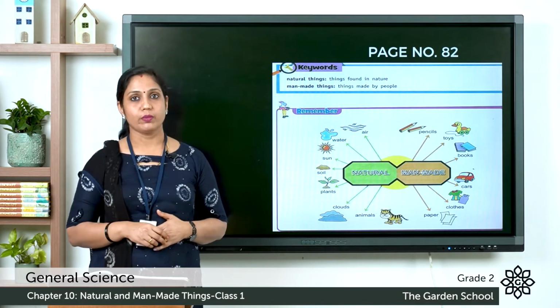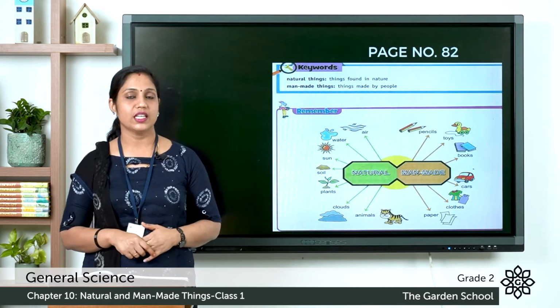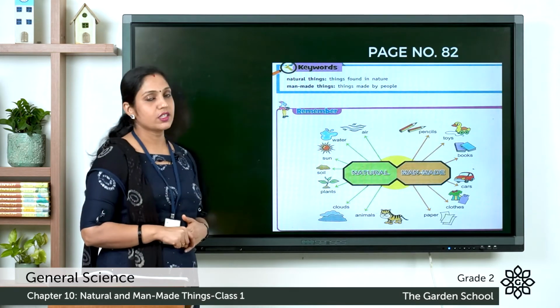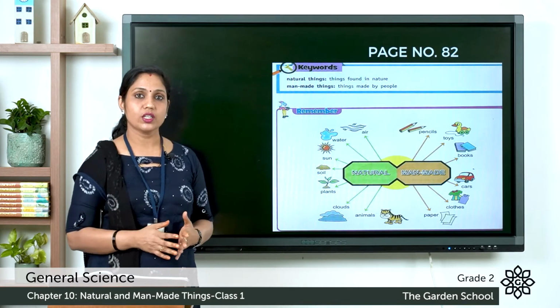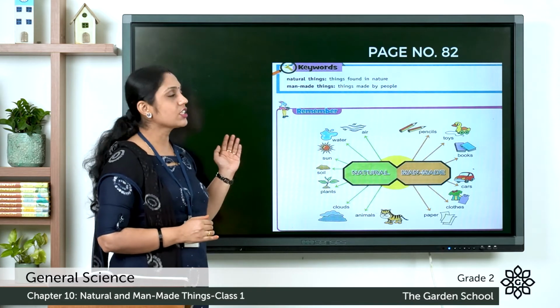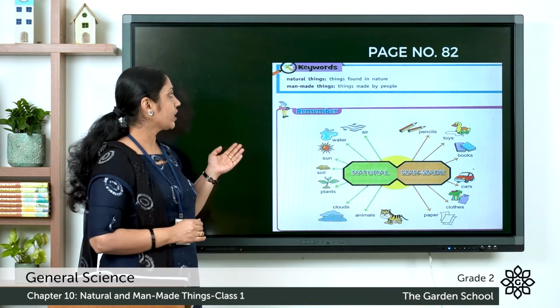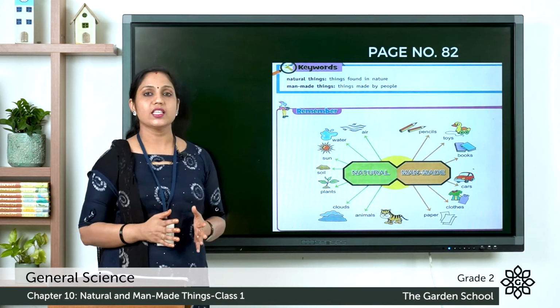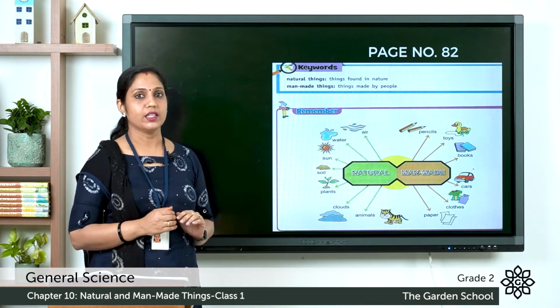Next, in page number 82, there are some keywords. Let's see what it is. The keywords first is natural things. So what are natural things? Natural things are things found in nature. And the next one is man-made things. The things made by people is man-made things.